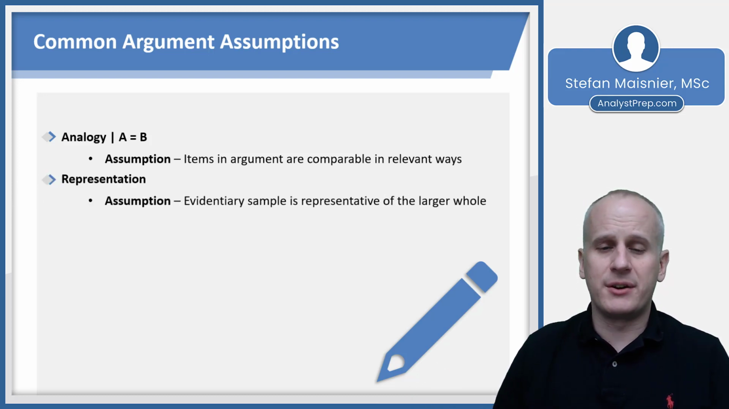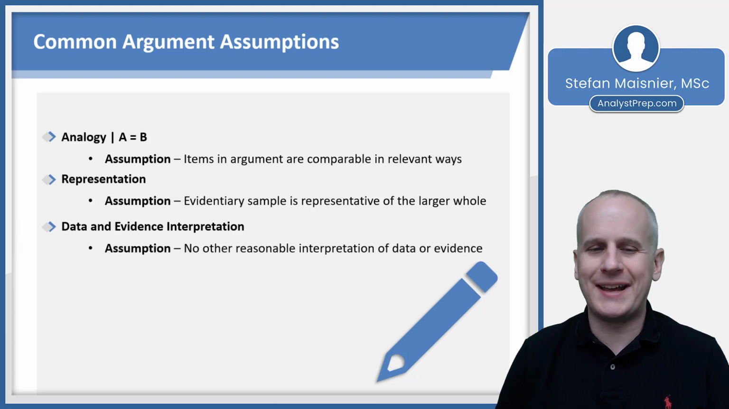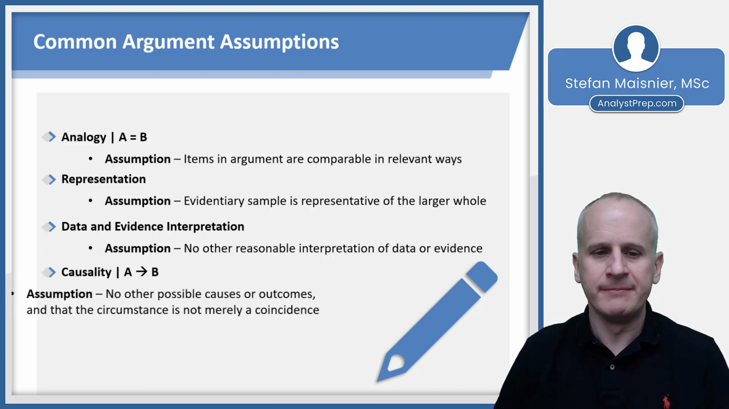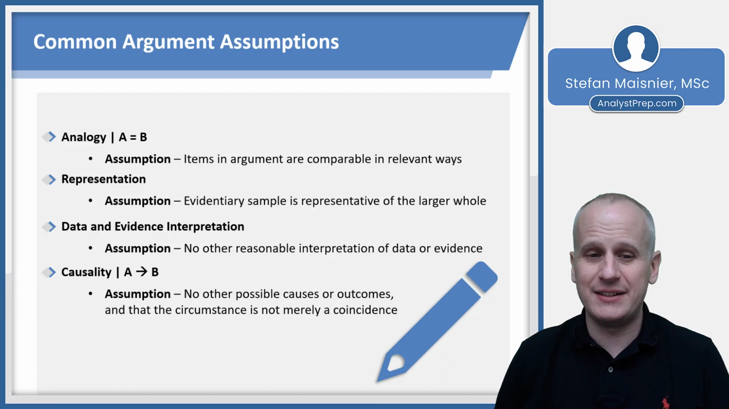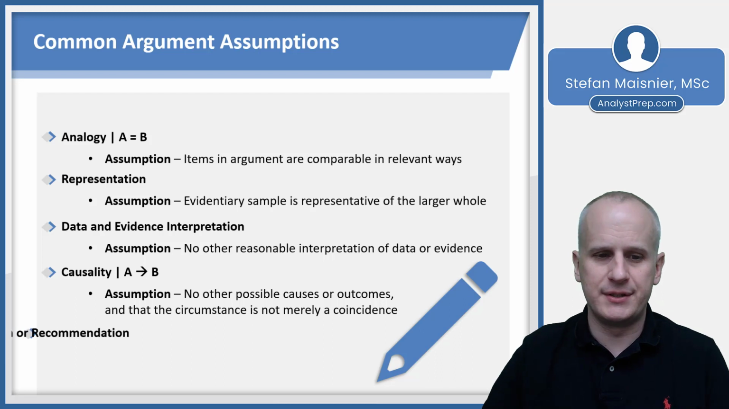Representation arguments are going to have the assumption that the evidentiary sample is representative of the larger whole, whatever that is. Your data and evidence interpretation assumption is that there are no other reasonable interpretations of that data or evidence than the one that was offered by the argument. A causality argument assumes that there are no other possible causes or outcomes based on the relationship, and that whatever the circumstance is that's being described is not merely a coincidence.